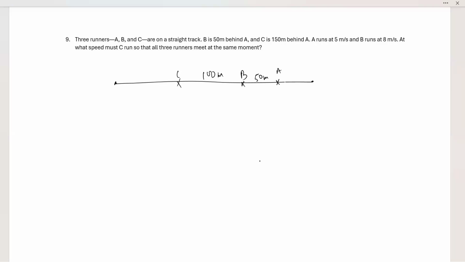The speed of A is 5 meters per second. B is 8 meters per second. And what they've asked is at what speed must C run so that all three runners meet at the same moment. Since they are traveling in the same direction, they want them to meet together at some point. Suppose this is the end point and they meet at this point.